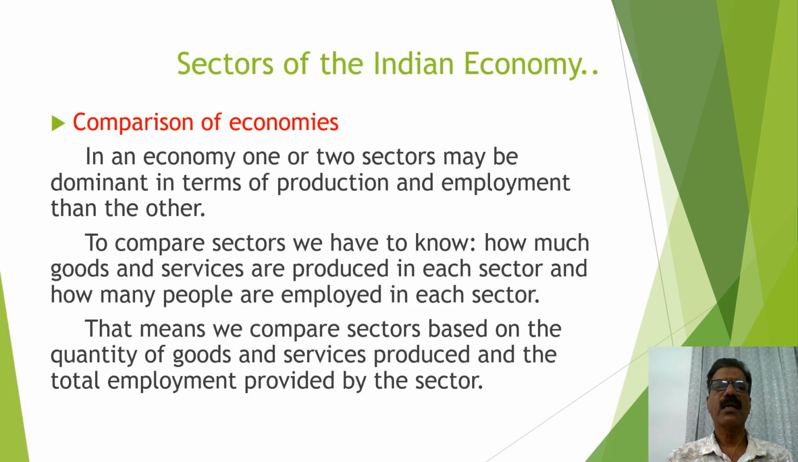Today we start with comparison of economies. As you know, there are three sectors in an economy: primary, secondary, and tertiary. Generally, one or two of these may be dominant in an economy. To compare sectors, we have to know how much goods and services are produced in each sector and how many people are employed in each sector. That means we compare sectors based on the quantity of goods and services produced and the amount of employment provided.